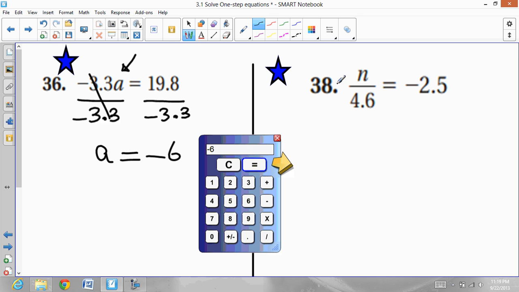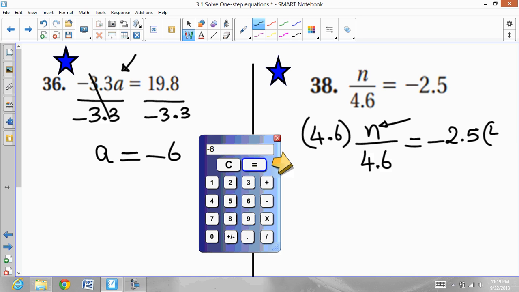So you got question number 38, n divided by 4.6. You take this as a division question. So you need to isolate n, which means you need to get n alone. So in this case, it's divided by 4.6. The opposite of dividing by 4.6 will be to multiply by 4.6 on this side and to multiply by 4.6 on this side. Remember, whatever you do on one side, you do the same thing on the other side of the equal sign.